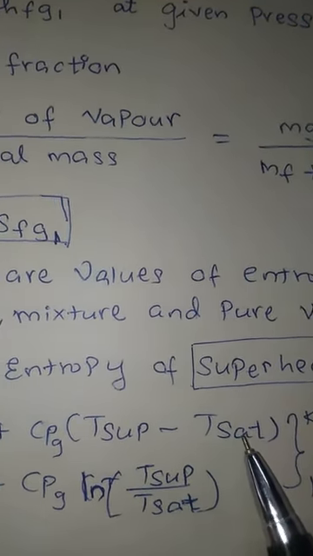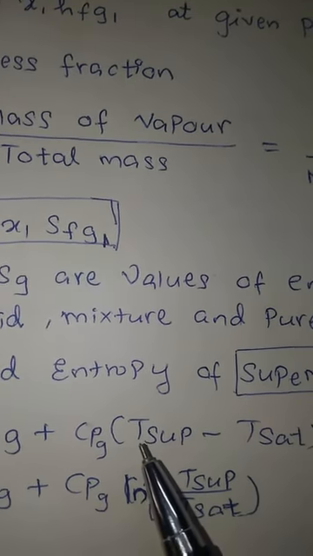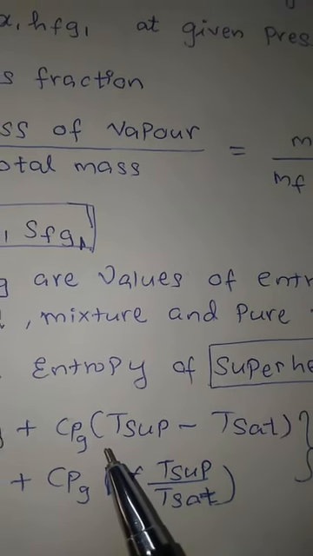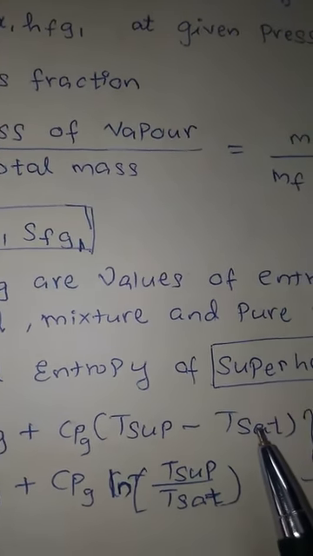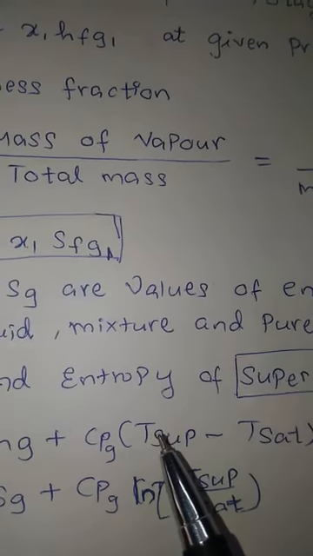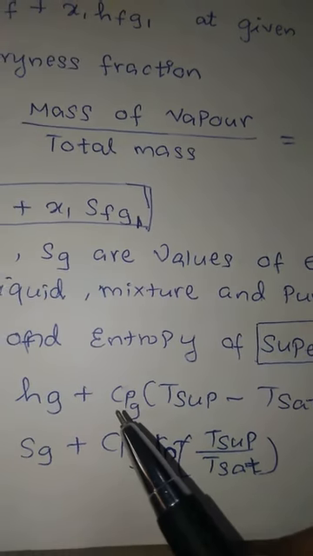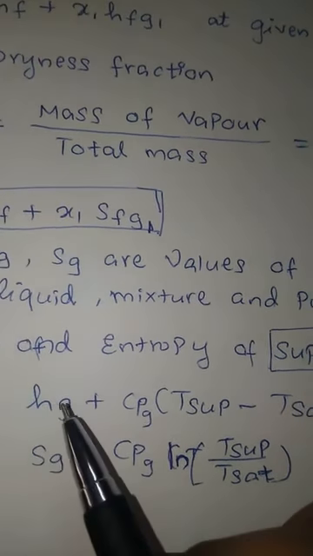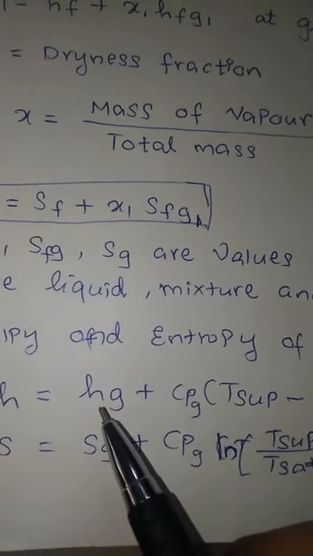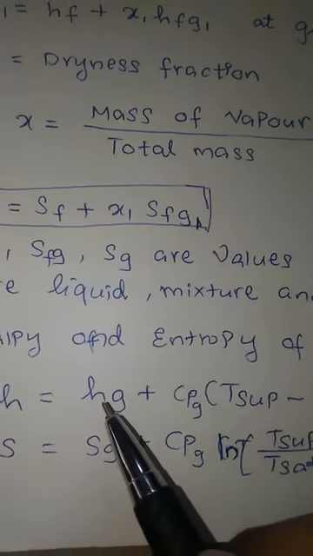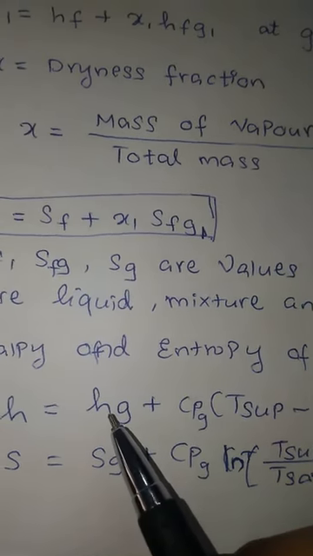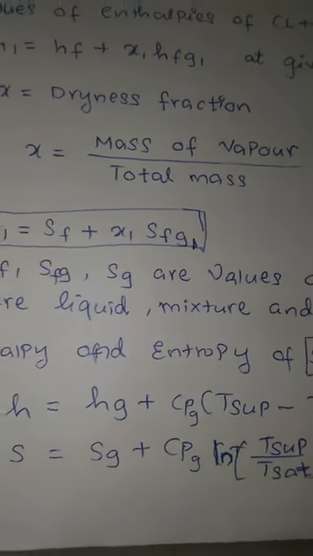This will be given in the steam table. T superheated is the superheated temperature, which is more than T sat. It will be given in the numerical statement. Cpg is the specific heat of the pure vapor. Hg is the specific enthalpy of the dry vapor or dry steam, which will be given in the steam table.